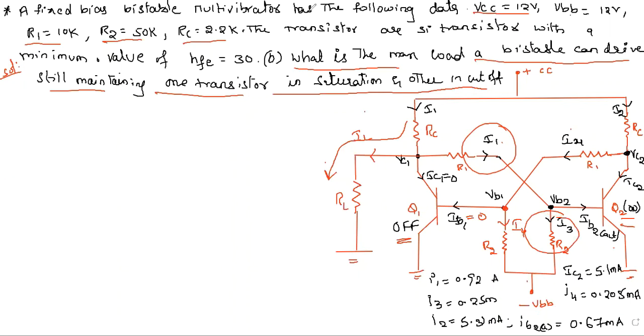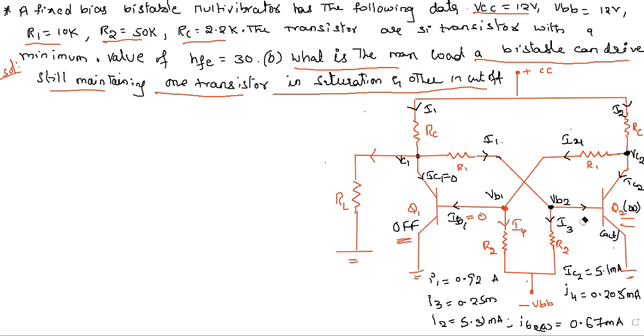VBB is 12 and VB2 is fixed, so I3 is fixed. The parameter that will be affected is this IB2, the current flowing into the device, because of this load. So my question is, what is the maximum load this transistor can drive while still maintaining this transistor in cutoff and this transistor in saturation? What is the extra load we can attach?